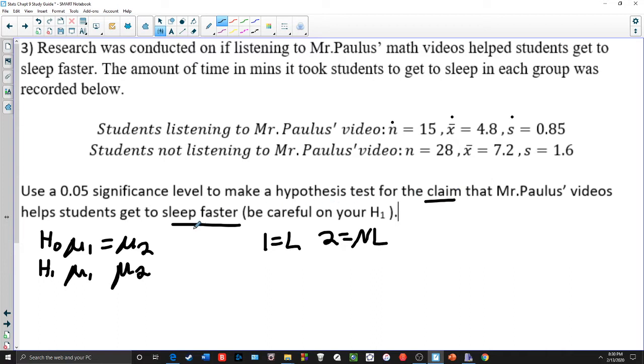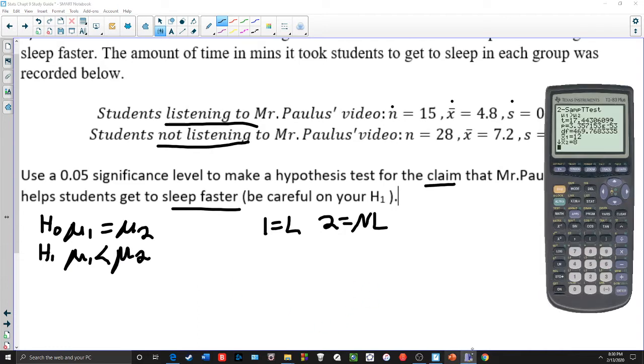So it says that the videos help students get to sleep faster. Well, if that's the case, that means the students listening to the video should have a lower average sleep time, or lower average time to get to sleep, than students not listening to the video. So that means that this, mu1, should be lower than mu2 because the average time to get to sleep in the first group listening to the videos should be much quicker than the group going second that's not listening to the videos.